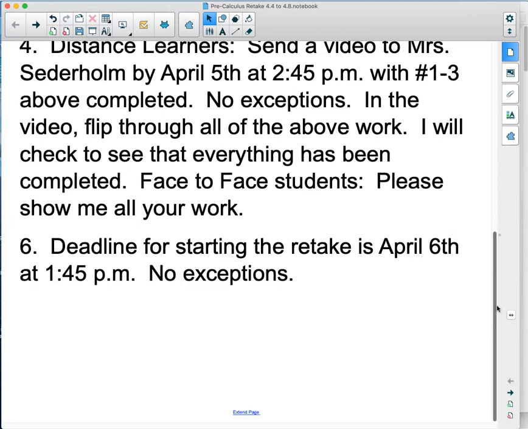Step 6, deadline for starting that retake is going to be after school on April 6th, which would be a Tuesday. So I have it a little earlier here, 1:45 p.m. for the distance learners, and that's because it usually takes you a little bit longer to make your way through, where's the test, how do I get started, I've got to submit my work, and all that good kind of stuff. So, again, no exceptions on that.